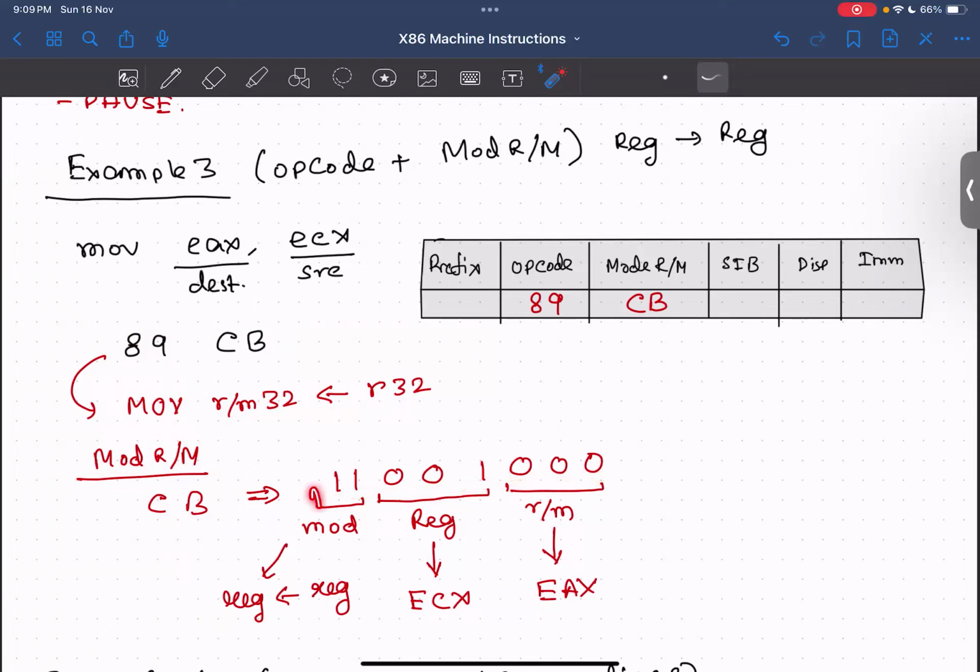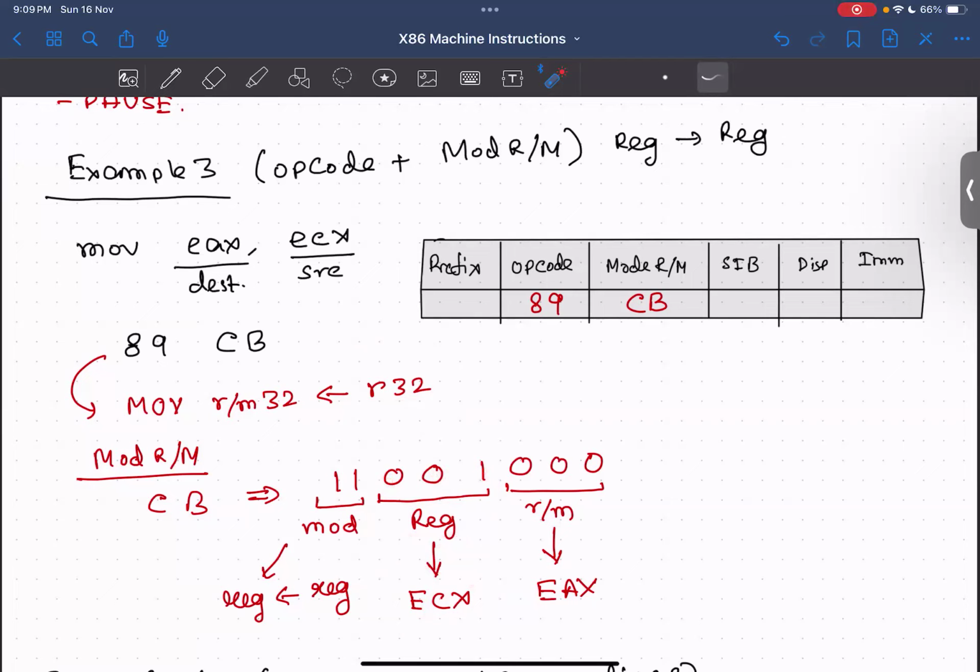And we also know the first 2 bits are basically our mod bits, and mod 11 means we know that it's a register direct only, right? We already saw. So we know that something from a register is getting passed to some other register, and we know the source register is basically encoded in our reg field. So this is our reg field, which is 001, and we know 001 means our register is ECX.